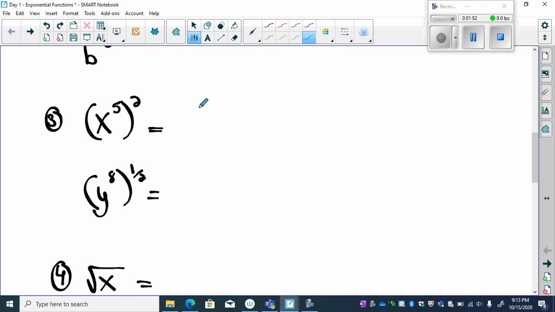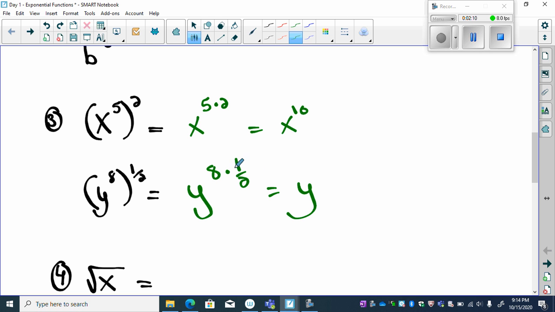Okay, when you raise a power to a power, all right, you multiply the exponents. 5 times 2 gives me x to the 10th. Here it's y to the 8, all raised to the 1/2, so that'll become 8 times 1/2. Okay, half of 8 is 4. Or you could go top by top. 8 times 1 is 8, bottom by bottom. 1 times 2 is 2. 8 over 2 is 4.